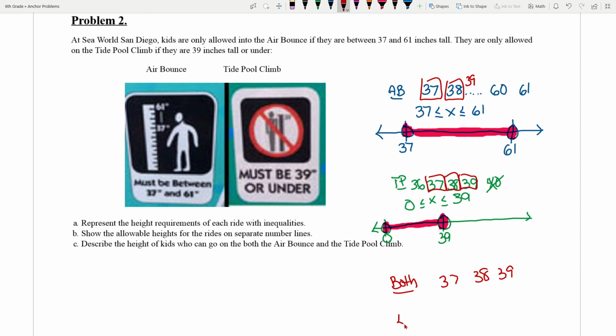And so on a number line, we can sketch this out as being between 37 and 39. And we can shade this in, 37 to 39. And so 37 is less than or equal to x is less than or equal to 39. So as long as you're between 37 and 39 inches, you can ride both.